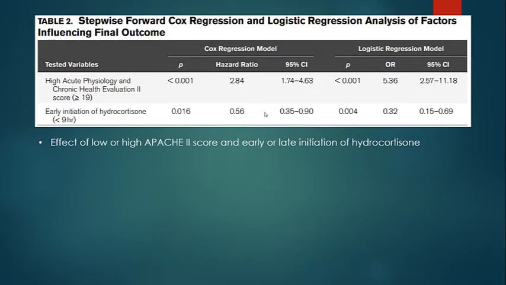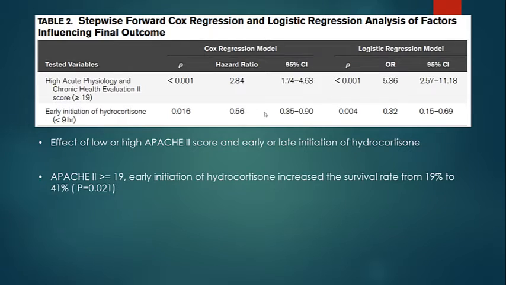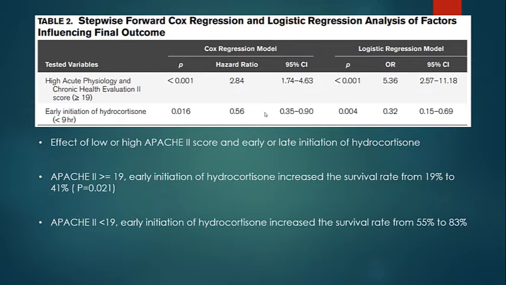Now, also what they looked at, although they don't look at all those numbers, is they tried to compare the effect for high Apache score, not just for septic shock, and the early and late initiation of hydrocortisone. What they found is for patients who had a high Apache score, the early initiation of steroids increased the survival from 19 to 41%. That was statistically significant. And patients who had a low Apache score didn't have a survival benefit, 55 to 83%.